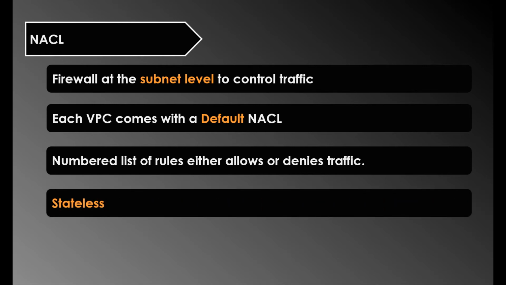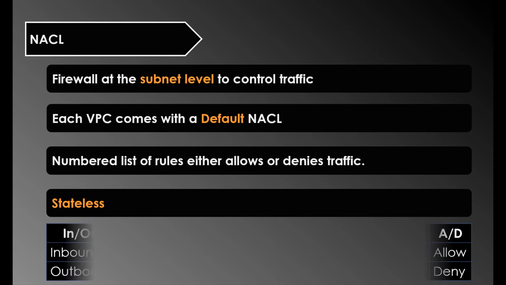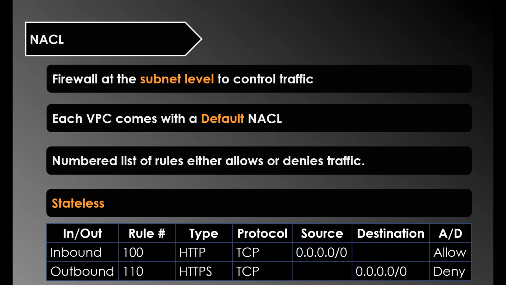We saw that security groups are stateful, whereas NACLs are stateless, which means you have to have separate inbound and outbound rules. It doesn't automatically allow responses for allowed inbound traffic or vice versa. And this is a quick example of how a NACL rule looks. The first one is an inbound rule which allows inbound HTTP traffic from any IPv4 address. And the second one is an outbound rule which denies all HTTPS traffic to any IPv4 address. The rules are numbered and they start executing from 100.